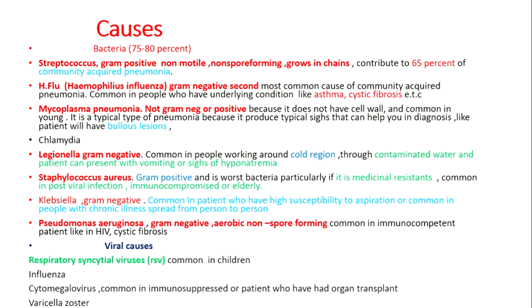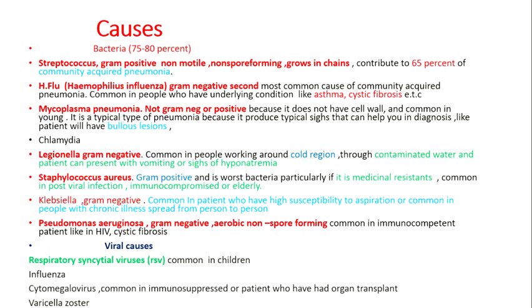We have what we call Streptococcus, which is gram-positive, non-motile, non-sporing, and grows in chains. What you need to know is Staph aureus grows in clusters, while Streptococcus grows in chains. That's a good differentiation. When you do a microscopic examination, you will find that strep grows in chains, while Staph grows in clusters. They contribute to around 65% of community acquired pneumonia.